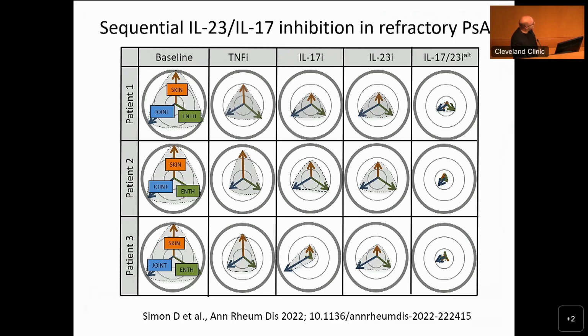And then a sequential treatment, where there was a sequential treatment of IL-17 inhibitor followed by IL-23 and then IL-17, actually brought these patients in remission. So we have to also think how we can actually define new conceptual treatments in psoriatic arthritis apart from classical monotherapy.